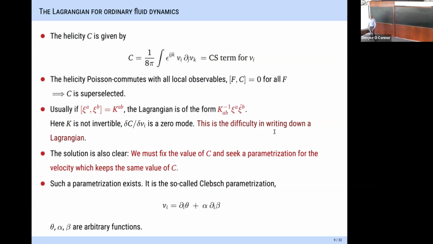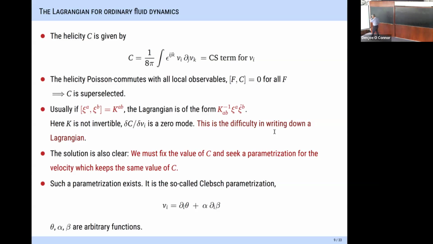Sorry, does that include viscosity or not? No, this is an ideal fluid. No viscosity yet. Once I have viscosity, it's much harder to describe it as a Hamiltonian system, obviously, because it's a dissipative system. So I'm just going to look at the ideal fluid now.